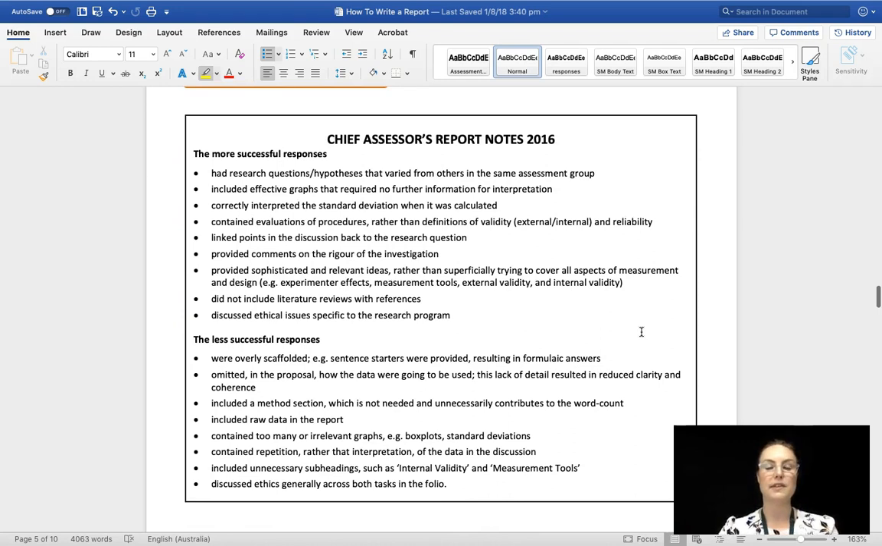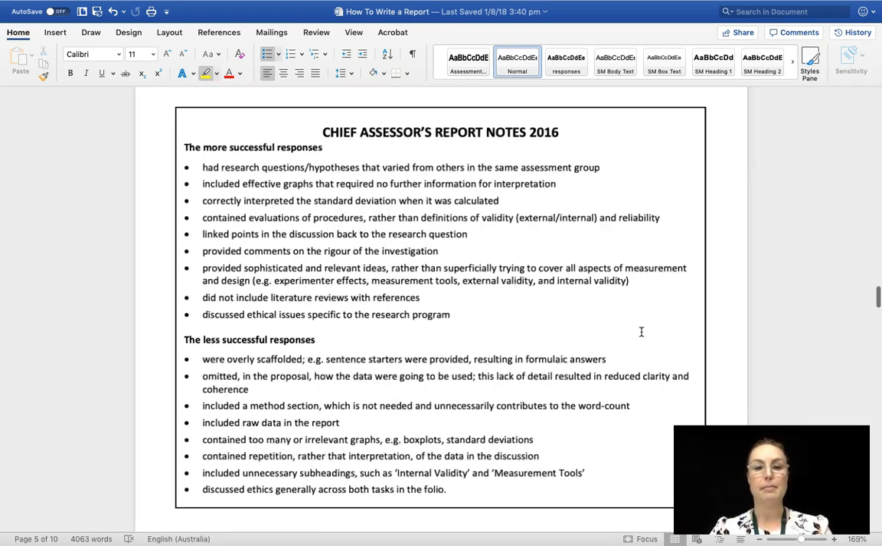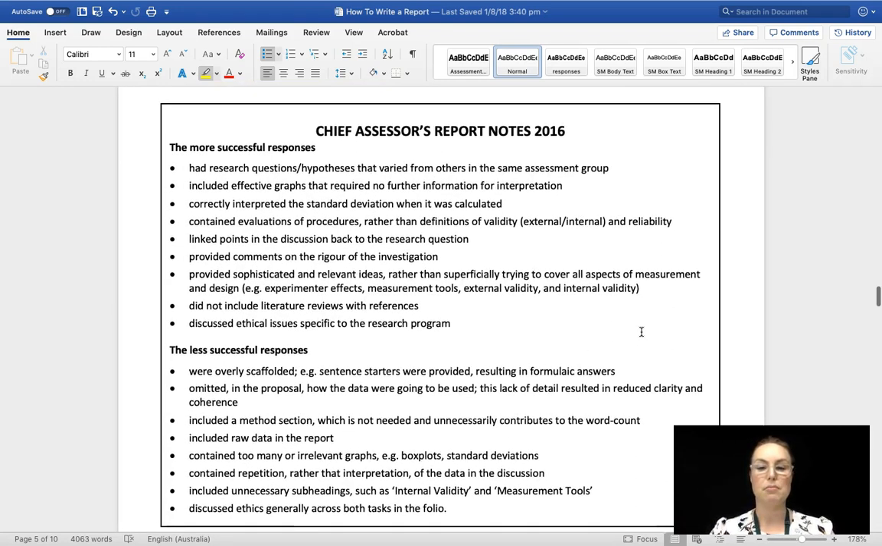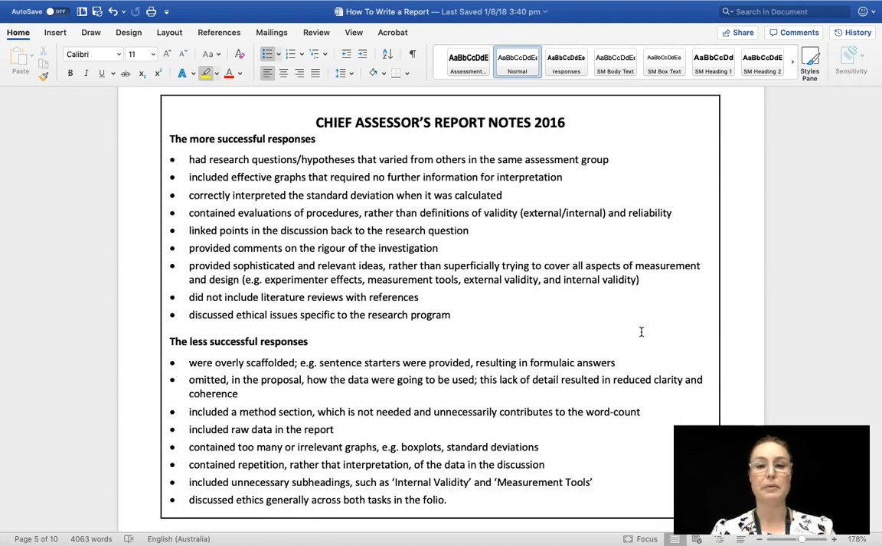Now every year, the chief assessor from SACE, he or she, they get to moderate all of the tasks that come from different schools, and they put together a bit of a report for things that they saw that were done really well and things that weren't done very well for a particular assessment type. There have been a few since 2016, but I particularly liked the tips from that year, found them most helpful, so I've put them here for you.